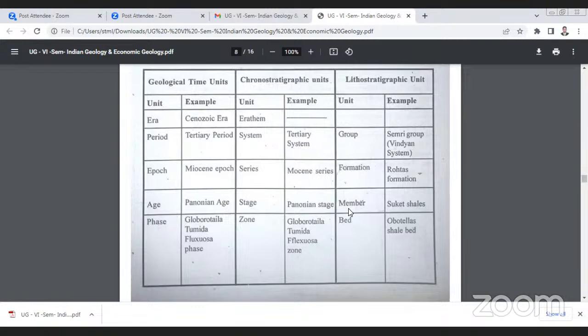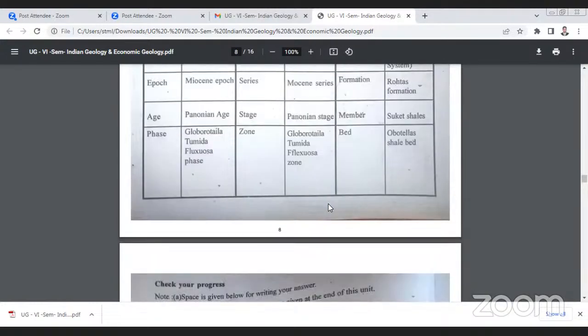So there are three types of units: the geological time unit, the chronostratigraphic units, and the lithostratigraphic units. These groups, formations, members and beds are also divided into some other parts based on the formation. Later we will discuss this tomorrow.